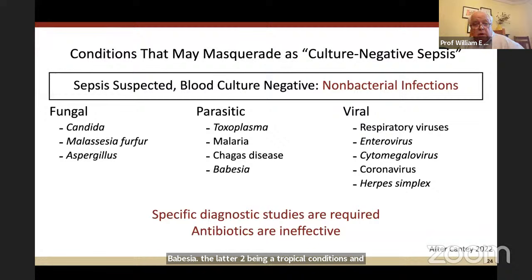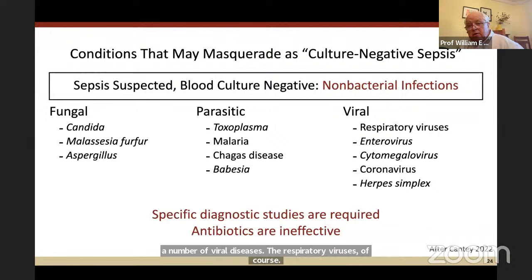For all of these parasitic and fungal conditions, the specific diagnostic studies have to be targeted to the particular organism, and of course, antibiotics will be ineffective. There are a number of viral diseases, the respiratory viruses, of course, including respiratory syncytial virus, now COVID, adenovirus. Enterovirus is a very, very common organism infecting babies.